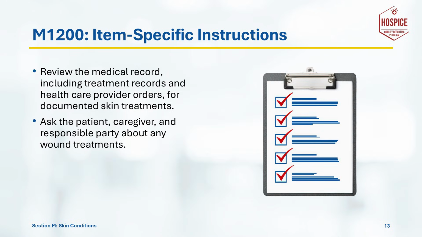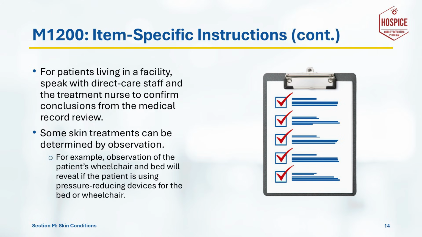Some specifics about completing this item include reviewing the medical record, including treatment records, healthcare provider orders, and documented skin treatments and interventions, as well as asking the patient and/or caregiver about any wound, skin treatments, or interventions. If you are working with patients who are living in a facility, be sure to speak to direct care staff and the treatment nurse to confirm any conclusions drawn during your review of the medical record. Note that some skin treatments can be simply observed, for example, seeing a pressure-reducing device on the patient's bed or wheelchair.